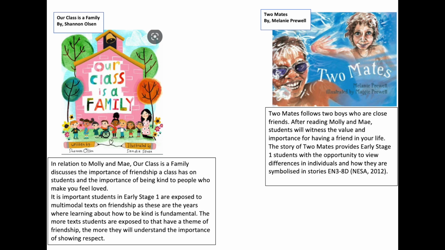The second book that is related to Molly and May is Two Mates. This story also involves the theme of friendship, and it allows the early stage 1 students to have the opportunity to view differences in individuals and how they are symbolised in stories.